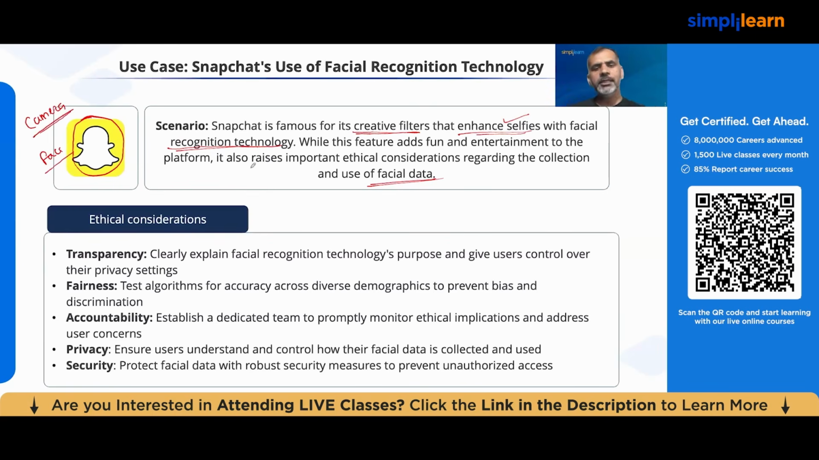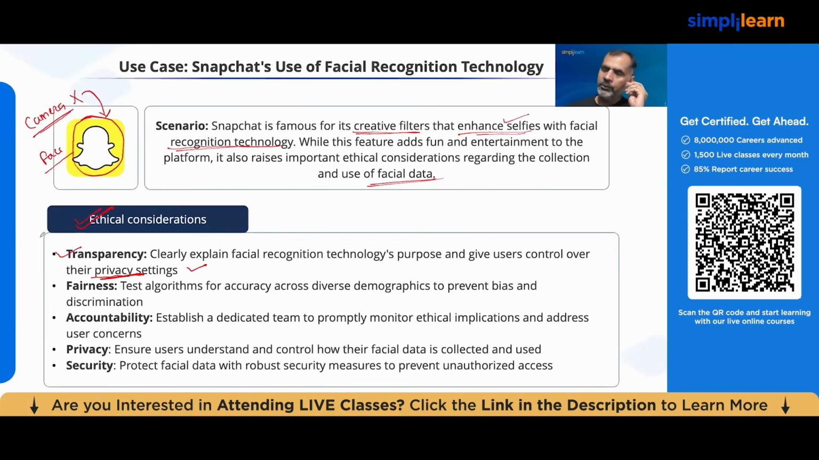Now when we talk about such applications, what could be the ethical considerations? The very first is transparency, as we have just seen in the key principles of data ethics. Snapchat has to clearly explain the purpose of the facial recognition technology and give users control over their privacy settings. Whenever we release such features in our applications, you have to clearly explain what technology is being used to play with your facial image. And they have to give users the power to consent or not to the use of their face for these purposes. It gives full control over the privacy settings. So if a user is not interested, he can deny camera access for this application. This is where we talk about control and permissions.